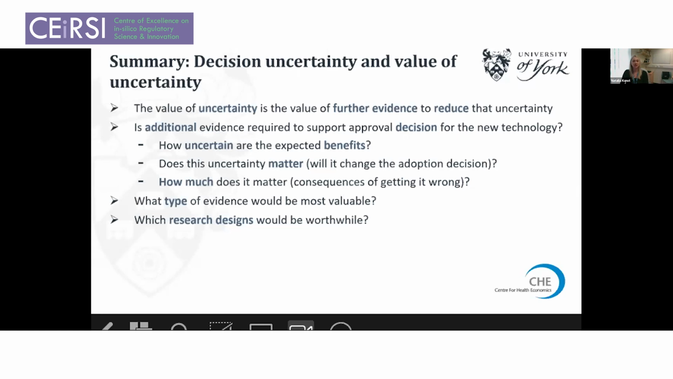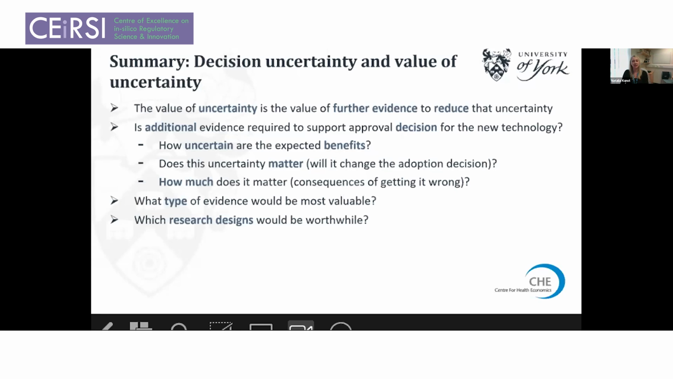To answer the question whether additional evidence is required to support approval decision for the new technology, we need to answer questions such as: how uncertain are the expected benefits? Does this uncertainty matter? That is, will it change the adoption decision? And how much does it matter? That is, what are the consequences of getting it wrong?